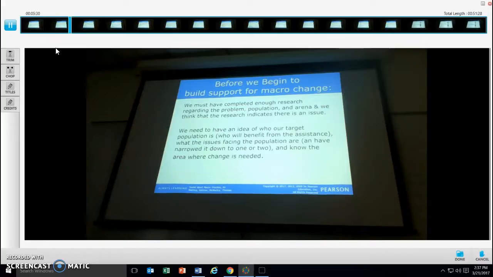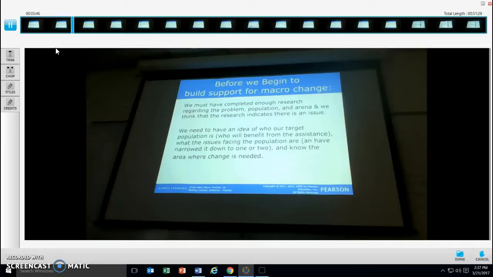So we need to have an idea of who our target population is, and in the course text, this means who is going to benefit from the assistance of any kind of intervention. So who are we talking about here? And you're going to be narrowing that down.